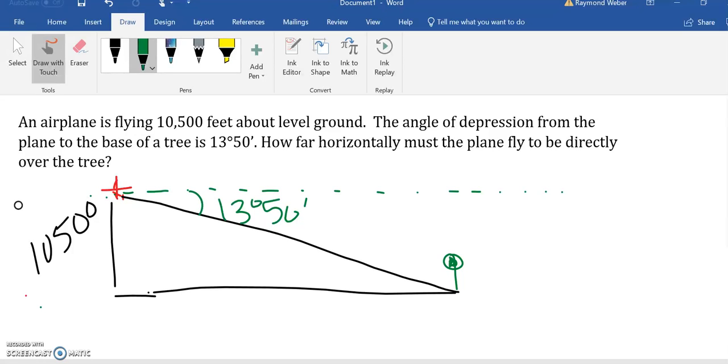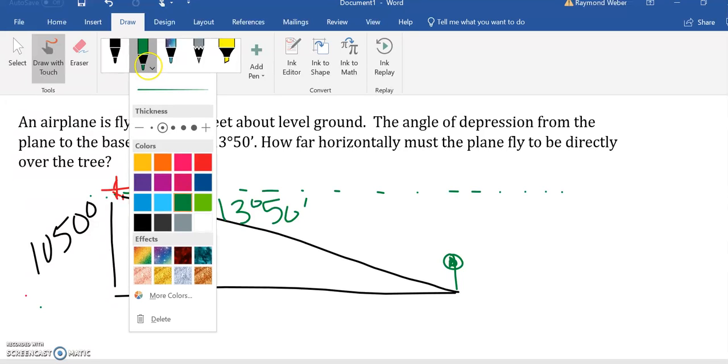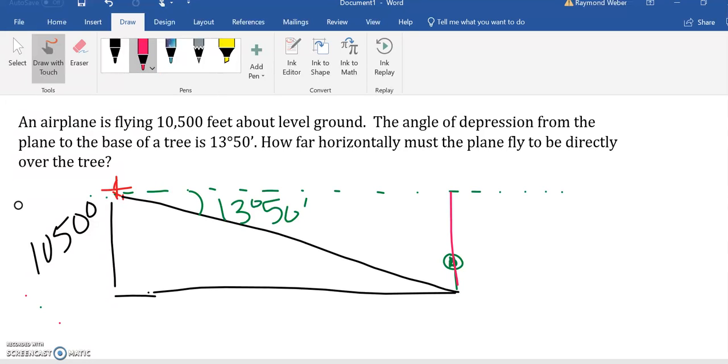How far horizontally must the plane fly to be directly above the tree? So we want to know when will it get here. So we want to know this dotted line distance, but that distance is the same as the black distance. It's important to remember here. That's the whole level ground thing. Okay, so the idea here is we can find either one of them, which is going to be useful.